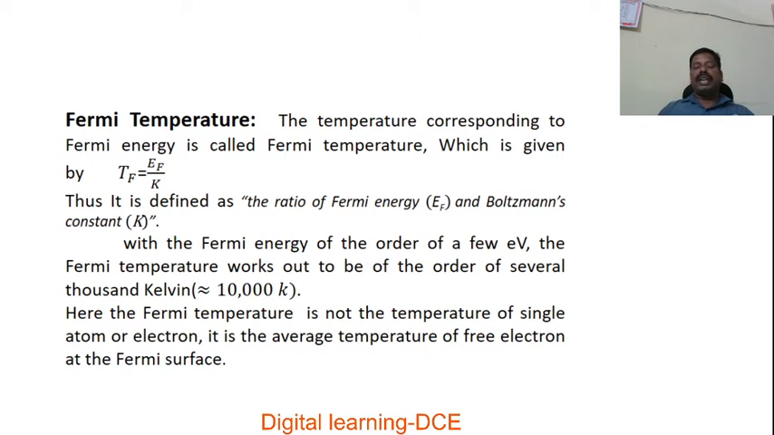Here the Fermi temperature is not the temperature of a single free electron or an atom in the metal under consideration. It is the average temperature of free electrons at the Fermi surface. Fermi temperature is the average temperature of the free electrons occupying the energy levels which are close to the Fermi energy or Fermi level. That temperature is what we call Fermi temperature.